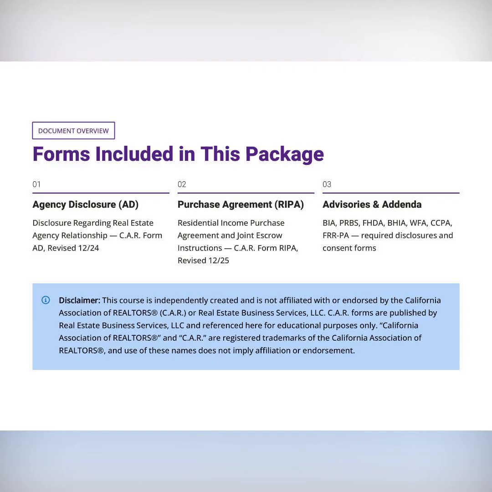Our training package today is structured to give you a clear and thorough understanding of the critical documents in an income property transaction. We'll begin by diving into agency disclosure, a foundational element in all real estate dealings. From there, we'll spend significant time dissecting the Residential Income Purchase Agreement itself, going through its key sections. Finally, we'll cover essential advisories and addenda that often accompany these transactions, providing crucial context and protection.